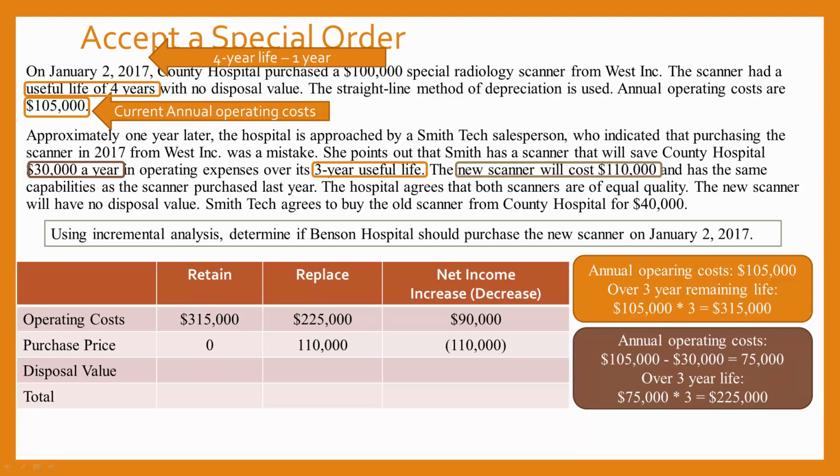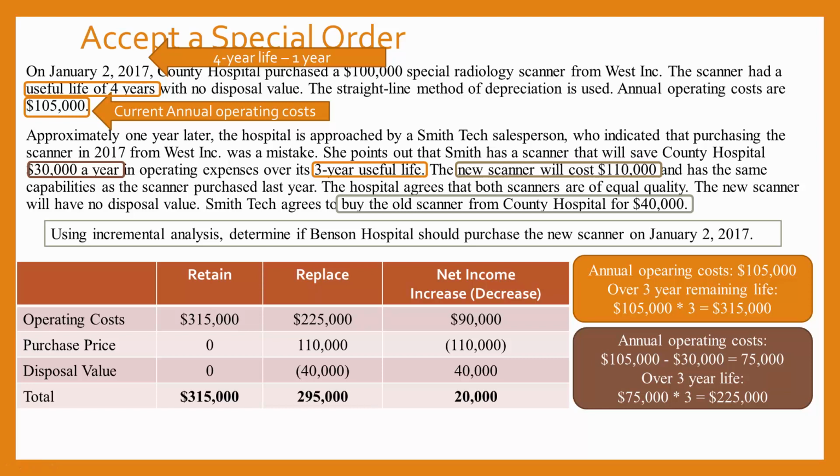But don't forget, if we do choose to replace the equipment, we will get that $40,000 for selling the old machine. And so we put that in our replace column of our table because we can only get that $40,000 if we replace. We can't retain it and also sell it. However, that money coming in is a reduction in our cost, so we show it as a negative number in our replace column. But that reduction in cost causes an increase in net income, so we show it as a positive number in our net income column.